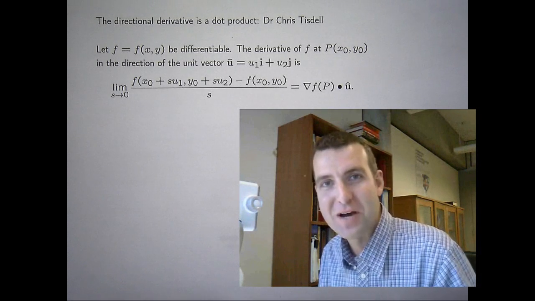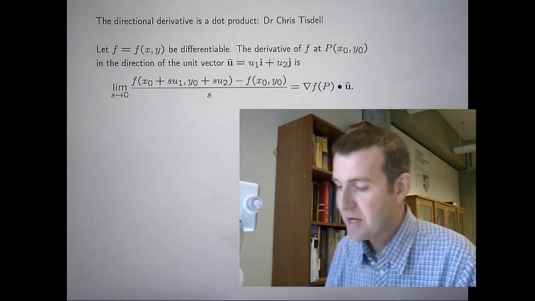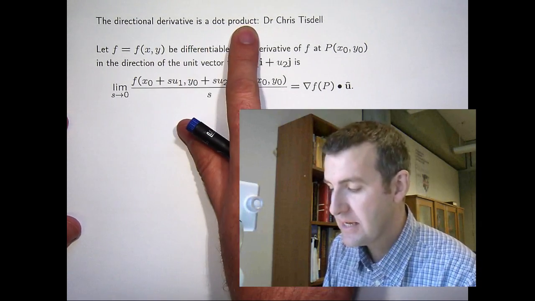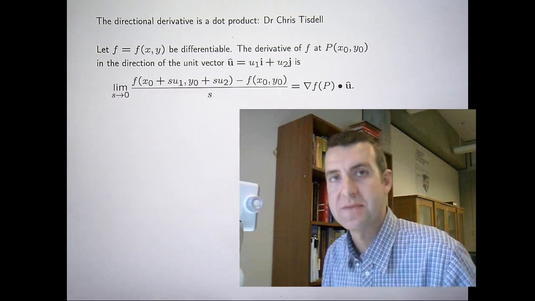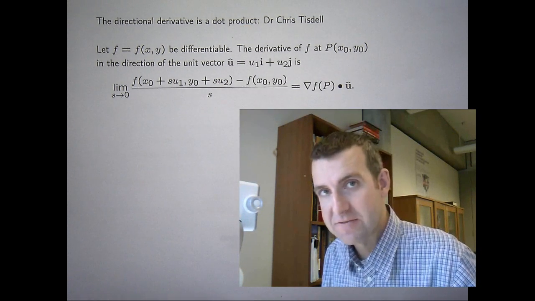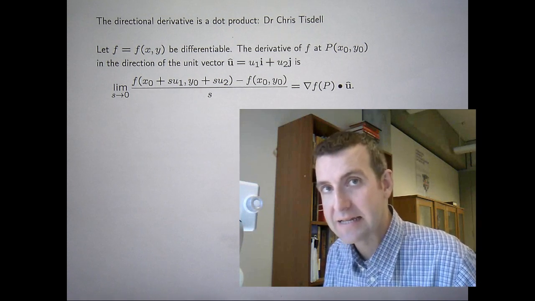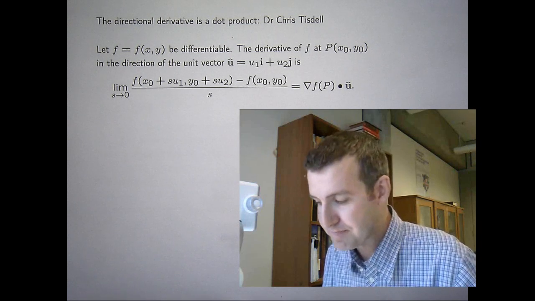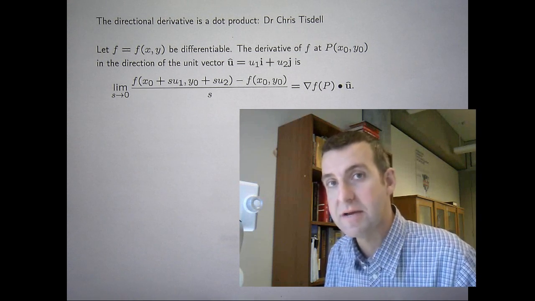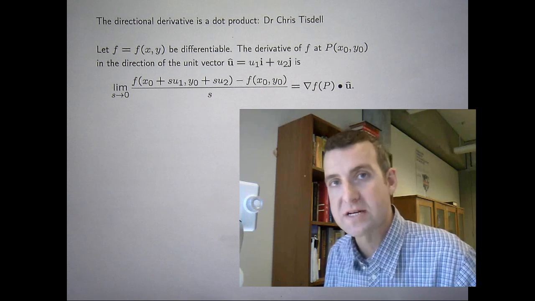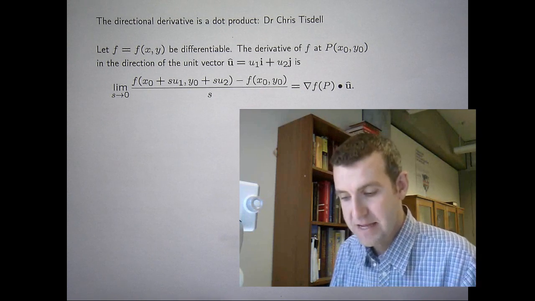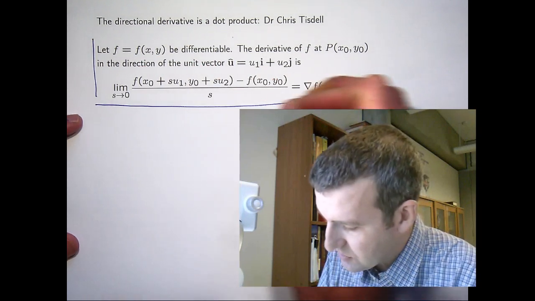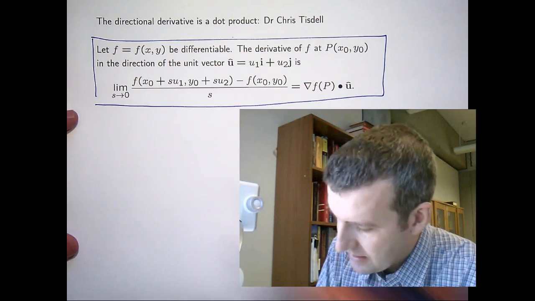Hi again everyone, I'm Tisdell, and in this video I'm going to show you why the directional derivative of a function of two variables is a certain dot product. Now in previous videos I've shown you many examples where we calculate the directional derivative of a given function in a particular direction, and I've also given you some geometric explanation of what the directional derivative represents. Now this video is a little bit different and in particular we're going to prove the following result.